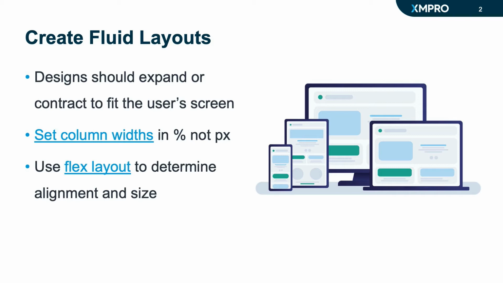Once you have responsive columns that use percentages, you also need to determine how elements should be arranged based on screen size. And to do that, you can use something called Flex Layout.